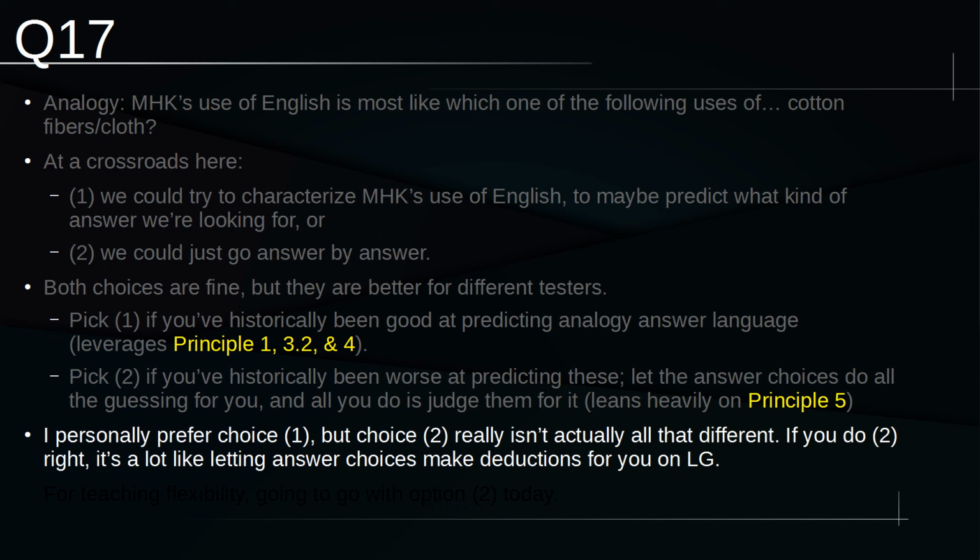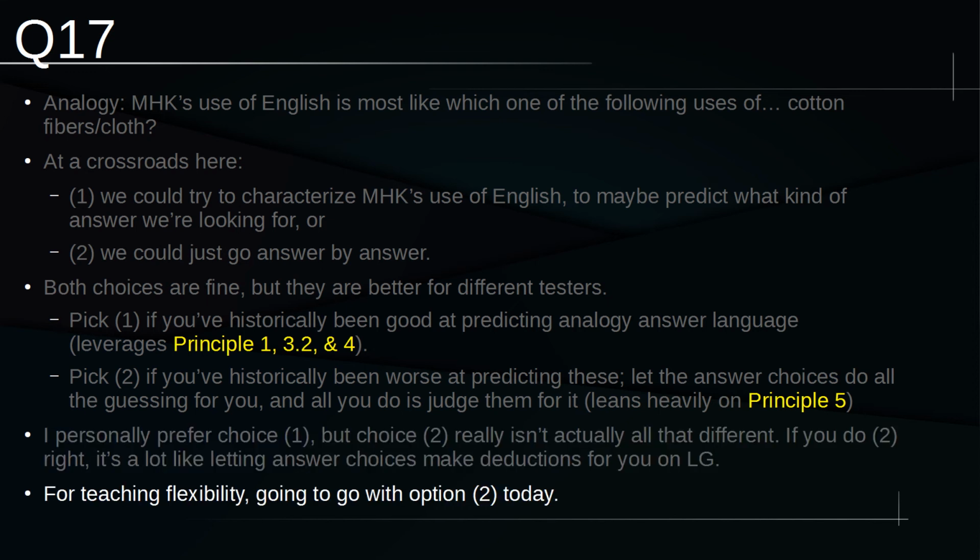And that's what choice 2 does here if you either feel your handle on the passage is weak or if your handle on RC overall is weak for analogy questions. You could just take path 2 and it will bring you home. And so with all that said, for the purposes of teaching you guys what flexibility looks like and how to practice it, I will be going with option number 2 today.